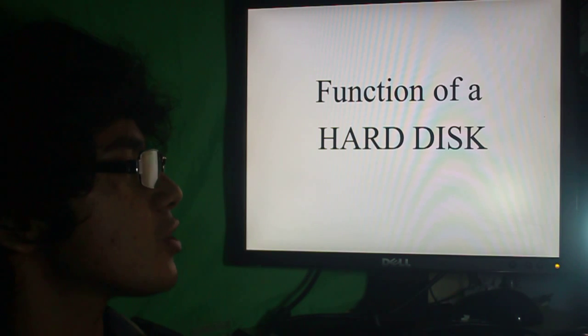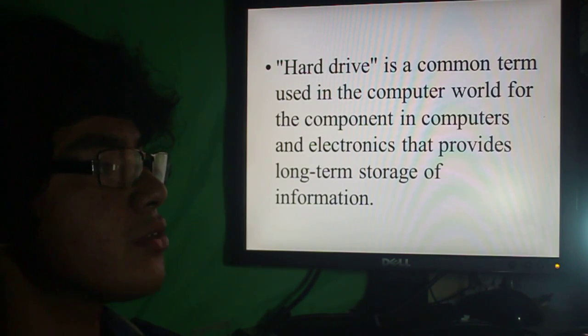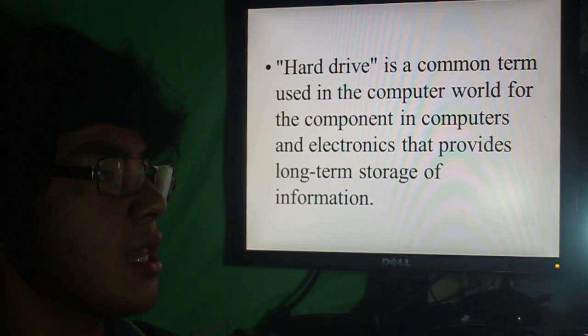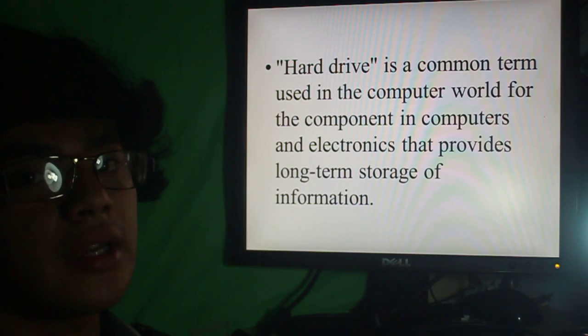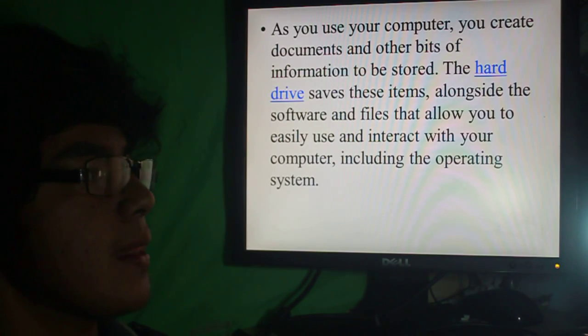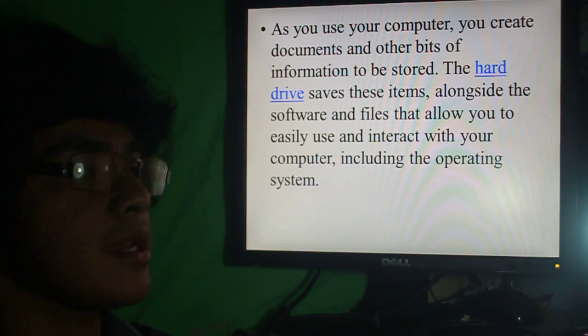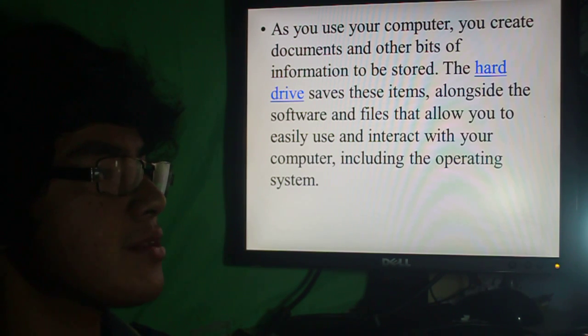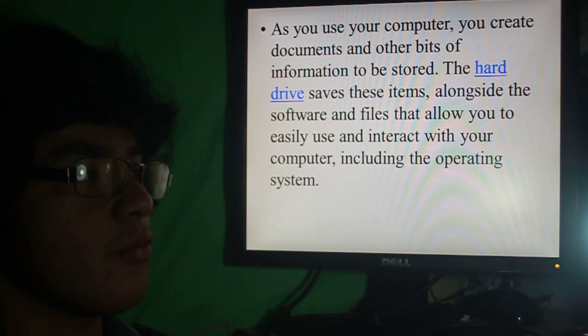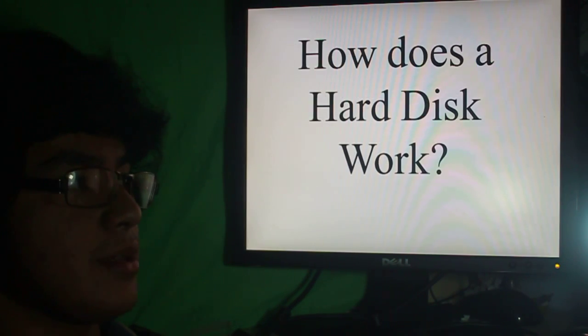Let's know what is the function of a hard disk. A hard drive is a common term used in the computer world for components in computers. Electronics provides long-term storage of information. A hard disk is also a secondary storage device. As you use your computer, you create documents and other bits of information to be stored. The hard drive saves these items alongside the software and files that allow you to easily use and interact with your computer, including the operating system.